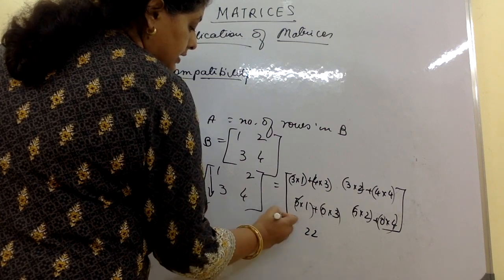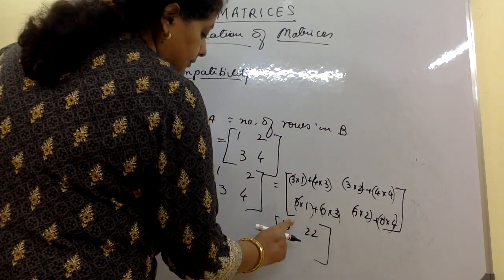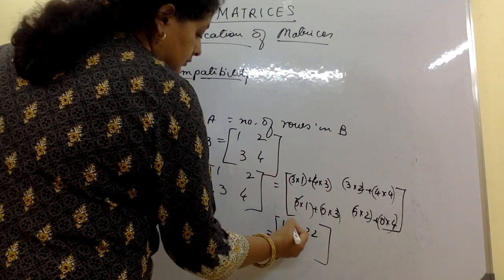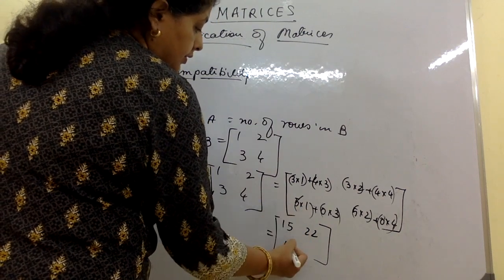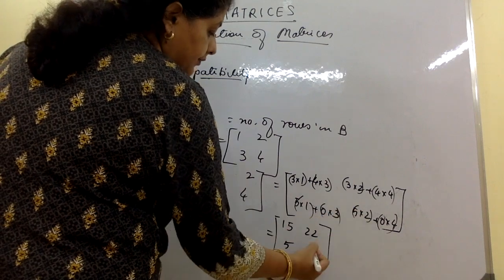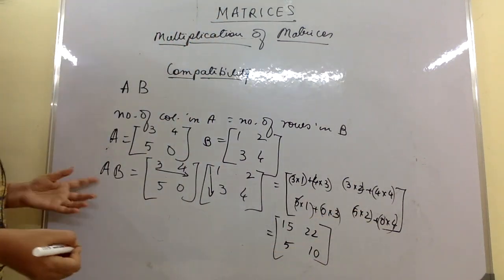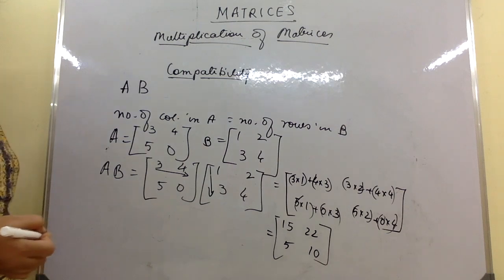Okay, 16 plus 6, 22. Then 5, this is 0, 10, this is, okay. So AB is, how much is AB? 15, 22, 5 and 10.